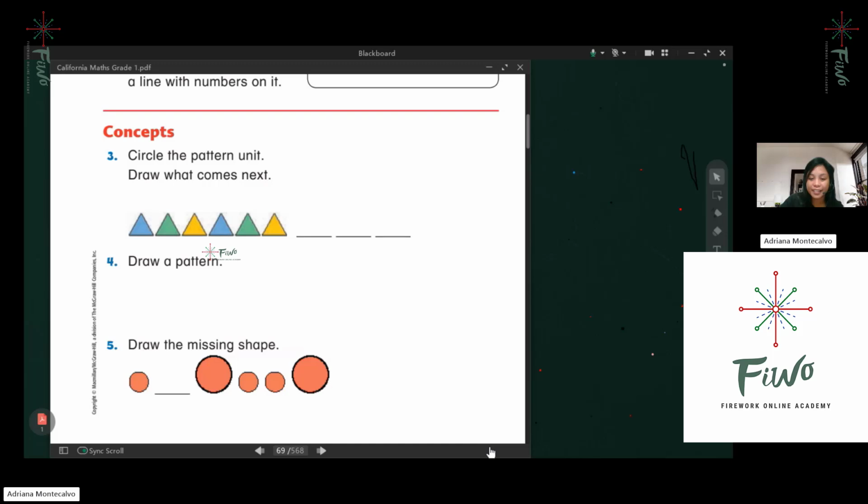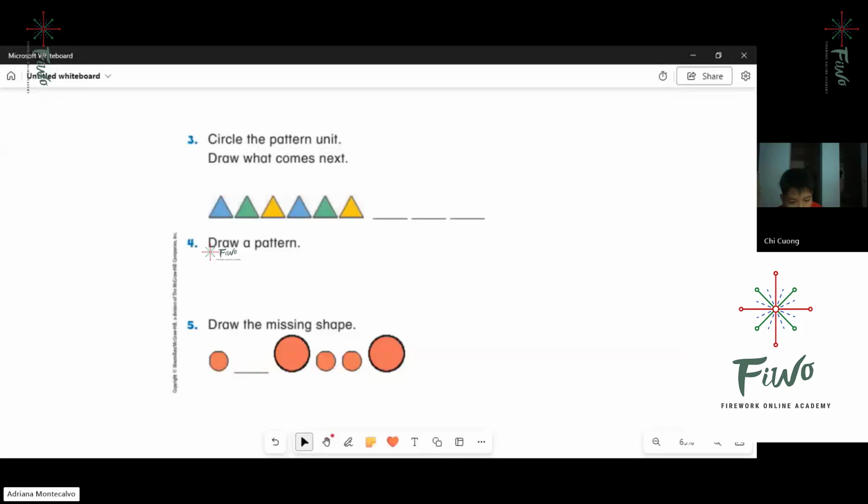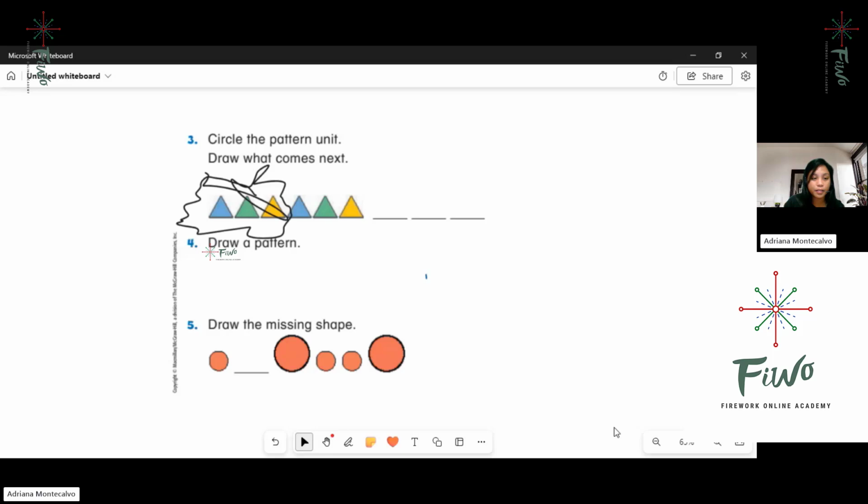Circle the pattern unit. Draw what comes next. Okay, so again, let's do this again. I think this one serves as our review. Circle the pattern unit only. Circle the pattern unit first, okay? Okay, and then write what comes next.